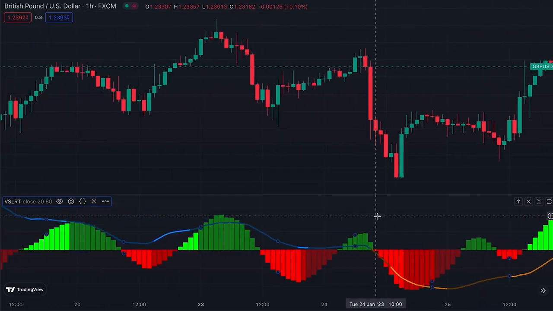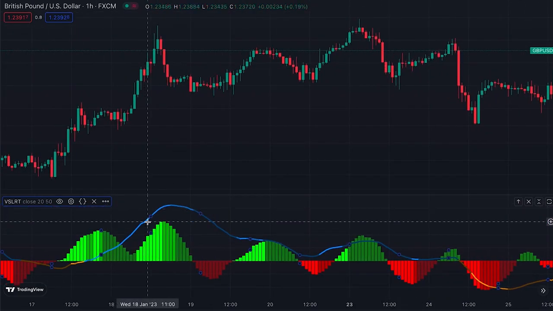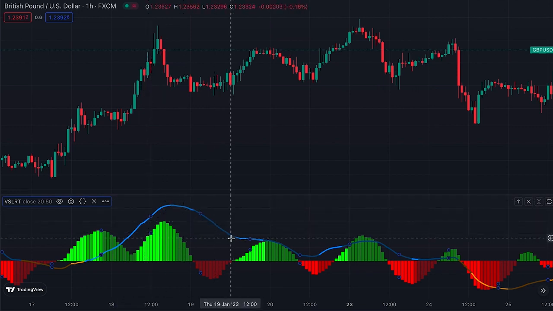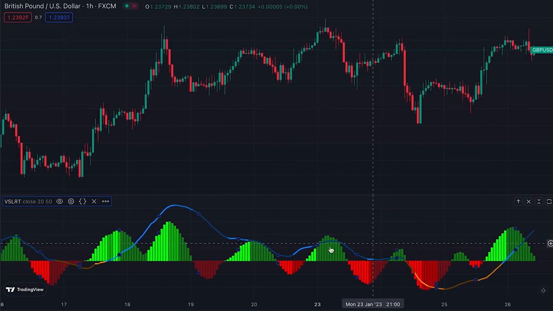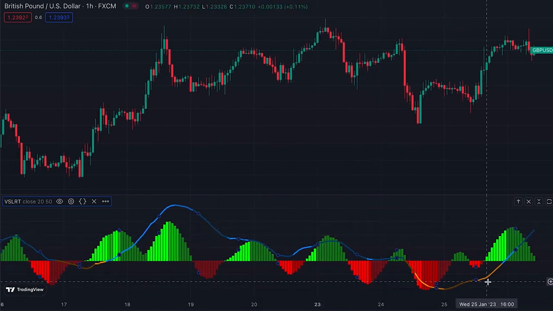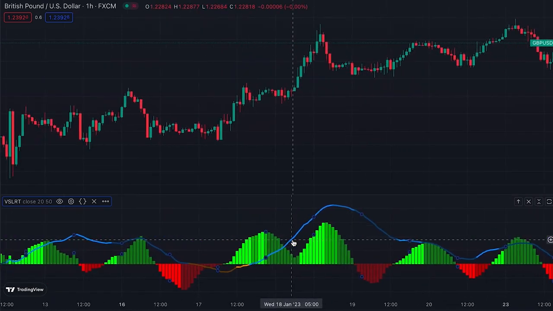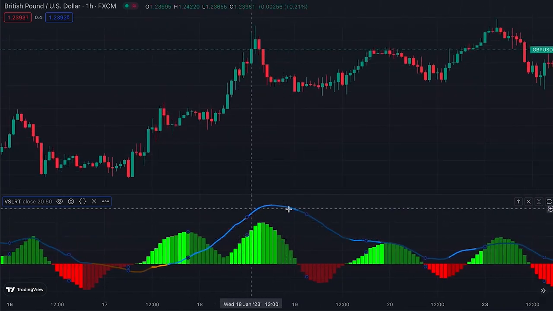Alright, now let's see what this line tells us. As I said, this line shows long-term trend of the market. When it's above zero, the market is considered to be in an uptrend, and when it goes below zero, the market is considered to be in a downtrend. When it's above zero, it changes color between different shades of blue color.